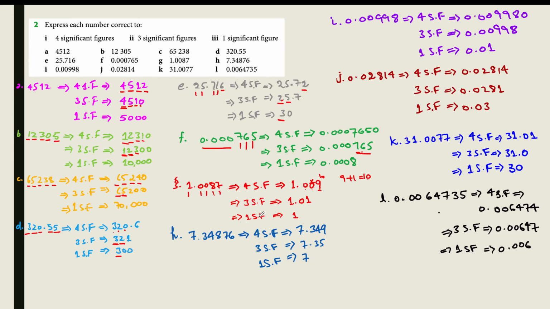And if we are expressing this number as 1 significant figure, so we are keeping this, and the second significant figure is 0, that is less than 5, therefore we will not be rounding up. 1, it would be 1 as it is.